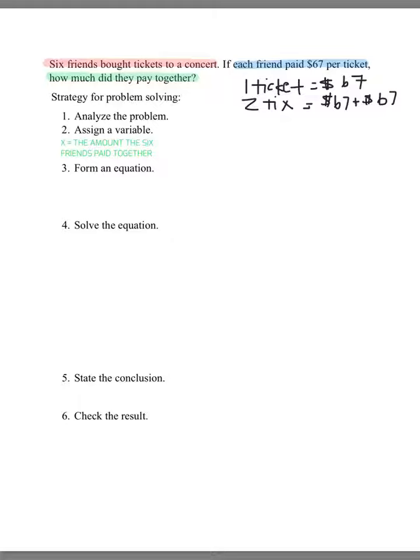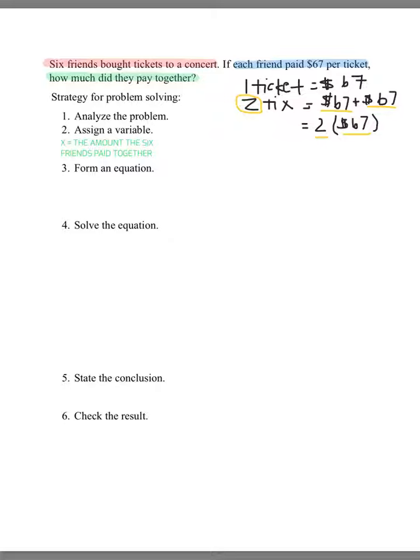Now, that's how you write it using addition. We can actually rewrite this using multiplication. So it's going to be $67, the cost per ticket, and we're going to multiply that by the number of tickets bought, in which case 2. So there's 2 ways to write it. 67 plus 67 is the same thing as 67 times 2. So the cost of 2 tickets is 2 times $67.